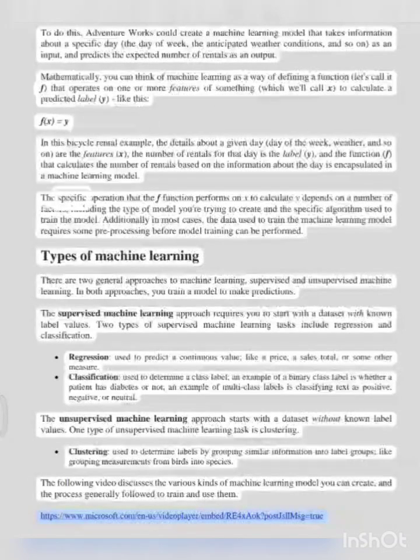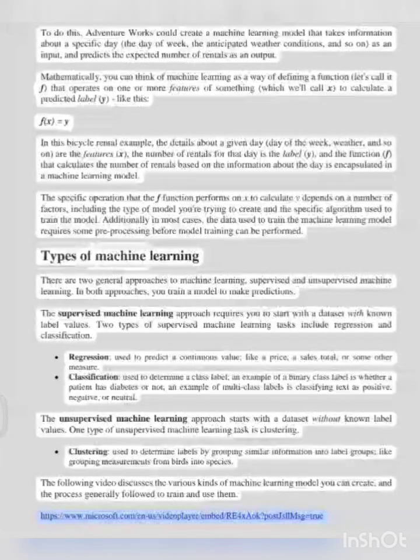The specific operation that the f function performs on x to calculate y depends on a number of factors, including the type of model you're trying to create and the specific algorithm used to train the model. Additionally, in most cases, the data used to train the machine learning model requires some pre-processing before model training can be performed.